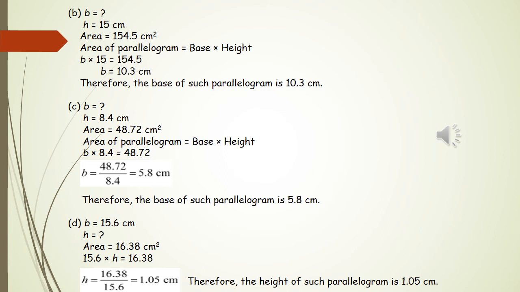Part D, base is provided 15.6 centimeter and you have to find out the height, and area is given 16.38 centimeter square. So 15.6 into height is equal to 16.38. Height will be found by dividing 16.38, that means area, by base. So the final answer will be 1.05 centimeter.